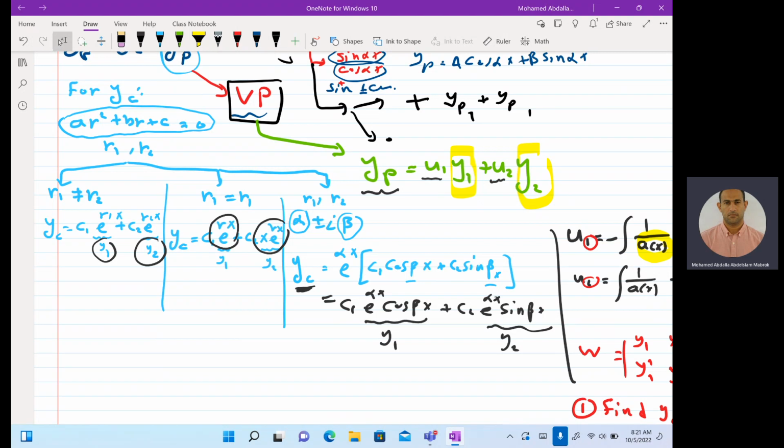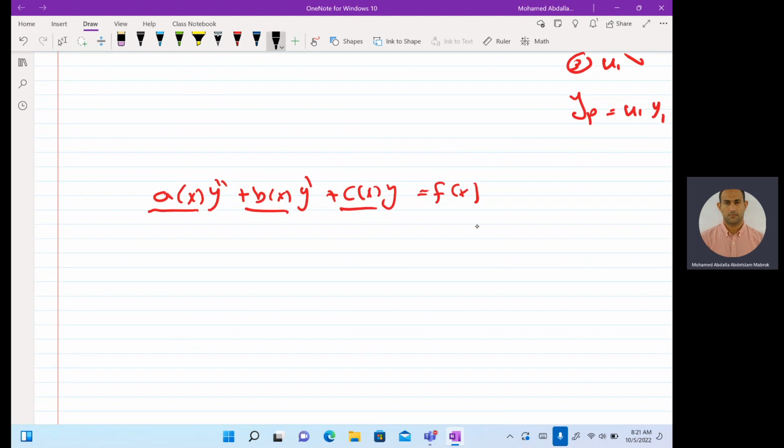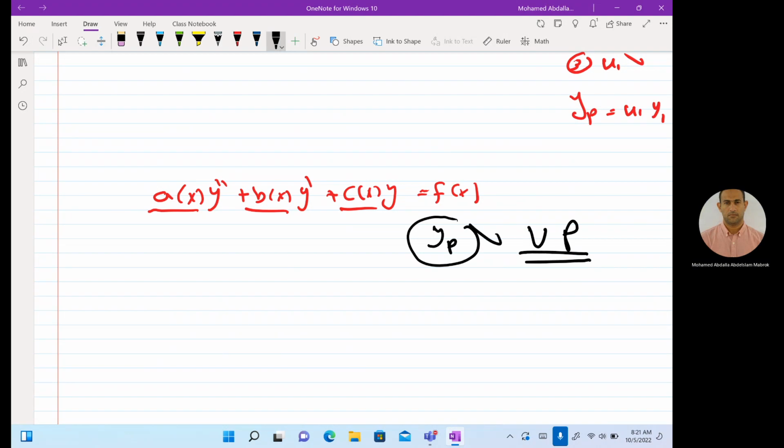Either variable coefficient or constant coefficient. So we are not really worried about the YB. Why? Because we can always use variation of parameters. Well, yeah, that comes with a little bit of risk because of the integrations.